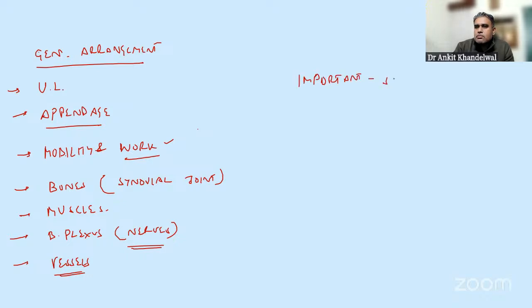Remember this basic point. No one is going to tell you or ask you in any exam, but this is what you need to know. Upper limb or lower limb, both are very important for survival. But are they essential for life? No. Not essential. While the trunk and head and neck, these parts of the body, are essential for life. This point should be very clear.